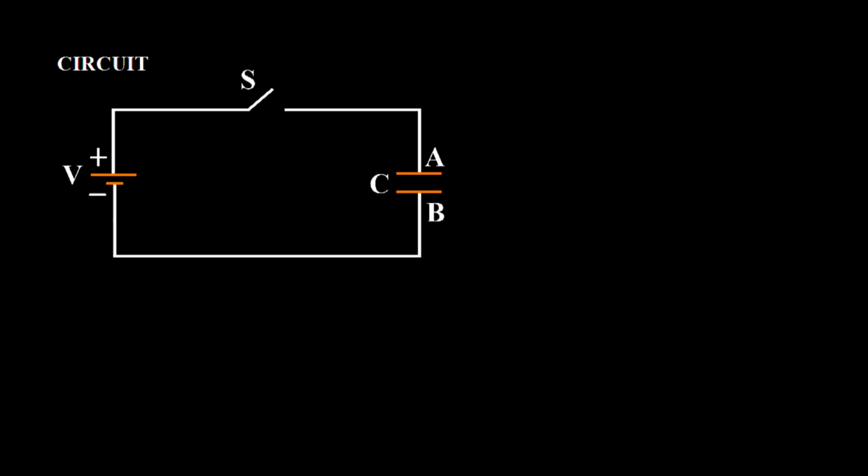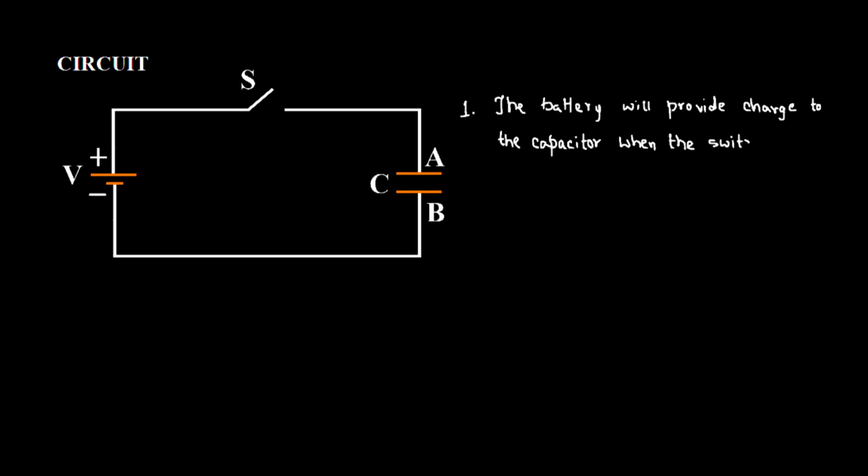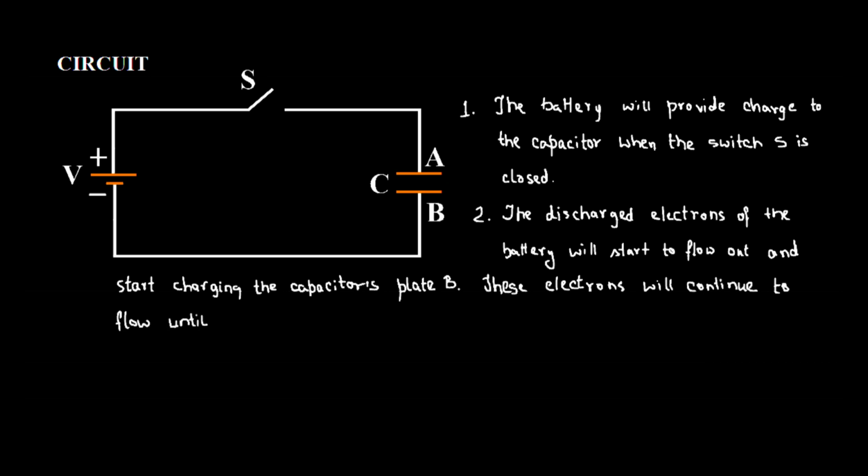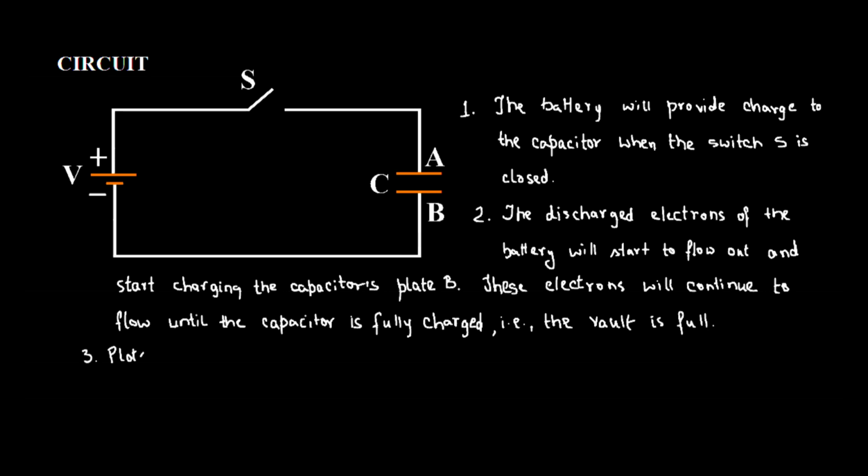Circuit 1. The battery will provide charge to the capacitor when the switch S is closed. 2. The discharged electrons of the battery will start to flow out and start charging the capacitor's plate B. These electrons will continue to flow until the capacitor is fully charged, that is, the vault is full. Number 3. Plate B will be electrically negative.